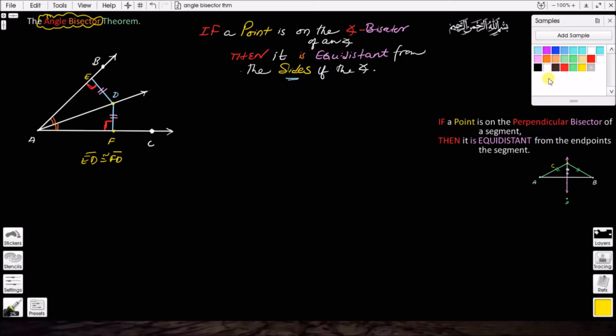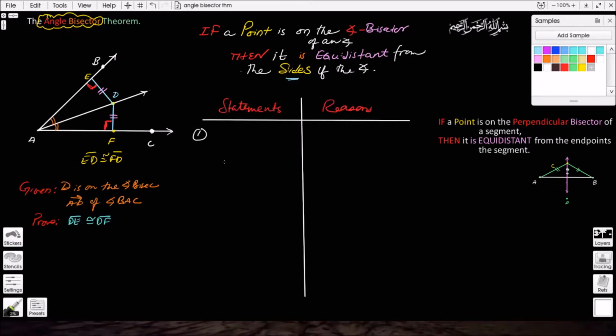Now how do we go about proving this? I think you can foresee the proof. What we have to prove is that DE is congruent to DF. As you can see, there are two triangles, that's one triangle and that's one triangle. If I could prove those two triangles congruent, then I could prove that the two segments are congruent by CPCTC. Now the question is, how do I prove those two triangles congruent?